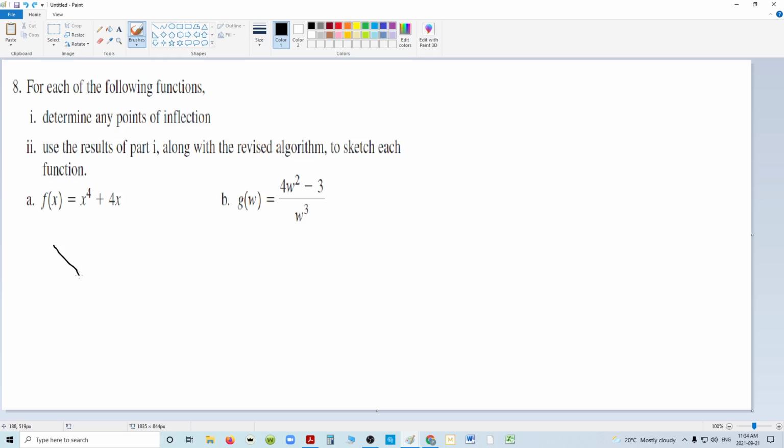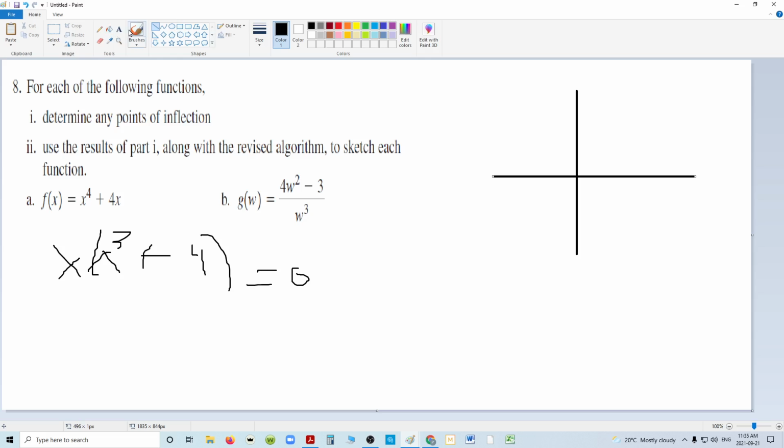Let's take an x out. We've got x cubed plus 4, right? When will that be equal to 0? Well, when x is 0. What is it, by the way? It's cubic. All right? So right away, we can say that there's going to be an x-intercept here, 0, 0. So there's no y-intercept. It's going to go through 0, 0.